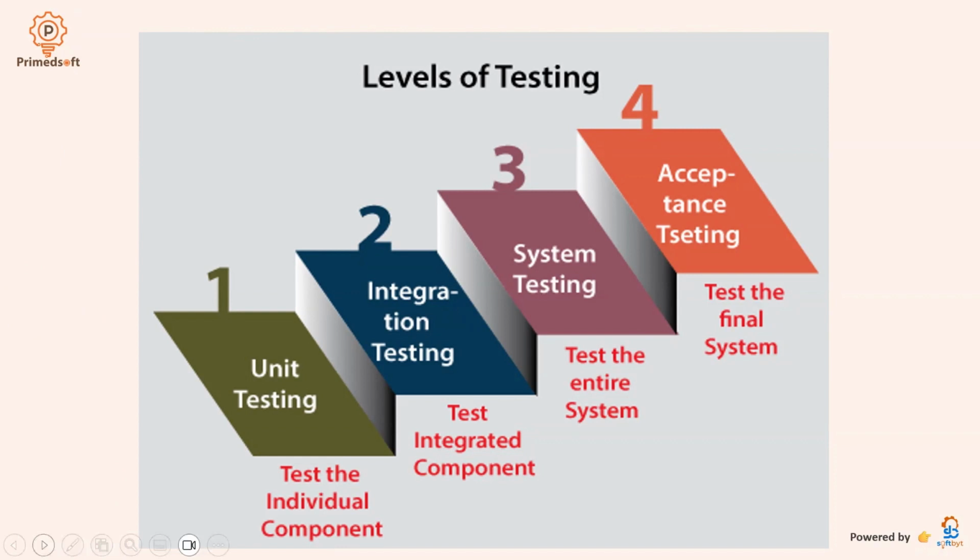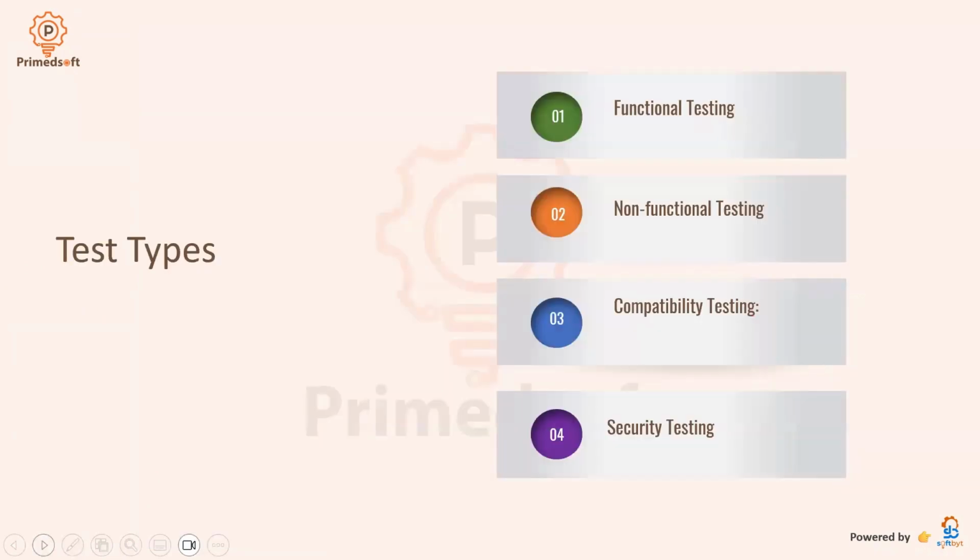Okay, so bear that in mind. And that's it for the levels of testing. So we'll go into testing types, or test types, right? From what we have here, you can see we have functional testing, non-functional testing, compatibility testing, and security testing. Okay, so we will be looking into the objective of functional testing. What are the objectives of functional testing?